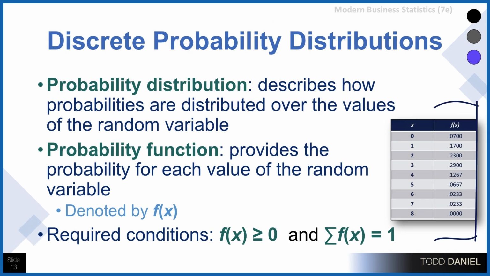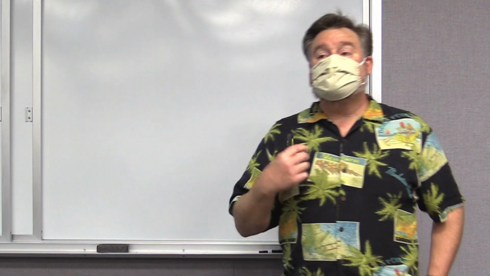The first is that these probabilities must be greater than or equal to 0. So you notice there is a 0 probability for the x value of 8, but there are no negative values. And the second required condition is that when we add up all of these probabilities, they must add up to 1. Now there are two ways that we could assign probabilities.